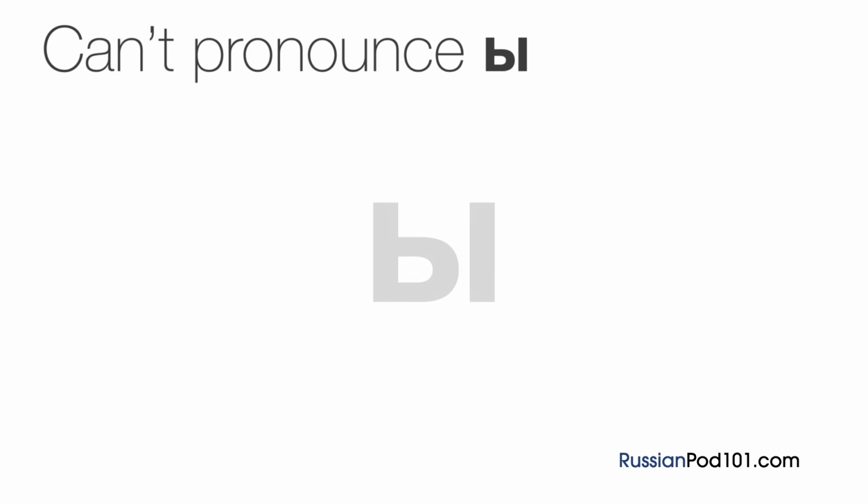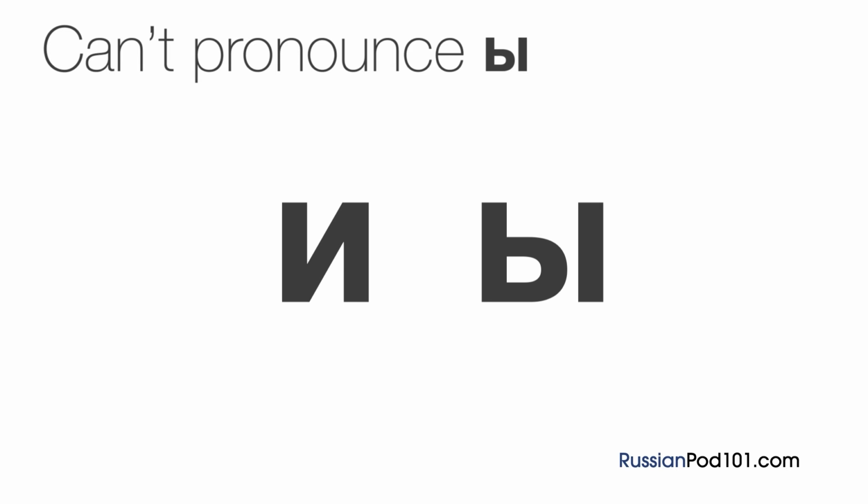This is a rare sound that doesn't exist in many languages. Many Russian learners are unable to pronounce this vowel simply because it's unfamiliar to them. When Russian learners attempt to pronounce this vowel, they tend to pronounce it as И instead of Ы. This is an issue because the former sound is another vowel in Russian.